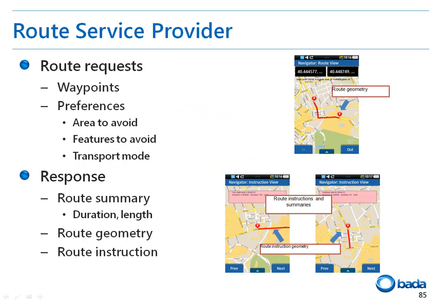The route service provides a route between a starting point and an endpoint. You can specify the preferences for the route search, such as areas to avoid, features to avoid, and the transportation mode. This means by car or on foot. The result is the route summary, including the distance, the time to the destination, the geometry of the actual route, that's the distance on the map, and the instructions to follow this route.